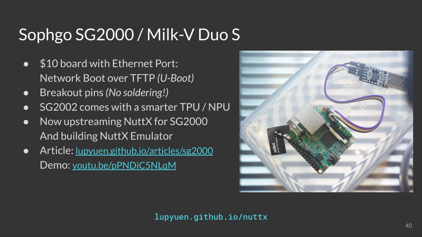There is a more powerful SG2002 SoC that comes with a smarter tensor processing unit, which might work better for image recognition. This board comes with a MIPI CSI input for digital cameras. I am now upstreaming NuttX for SG2000, and I am building the NuttX emulator for SG2000. All the nice things we've learned for Ox64 SBC, we're doing the exact same things for SG2000. Check out the details in the article here.